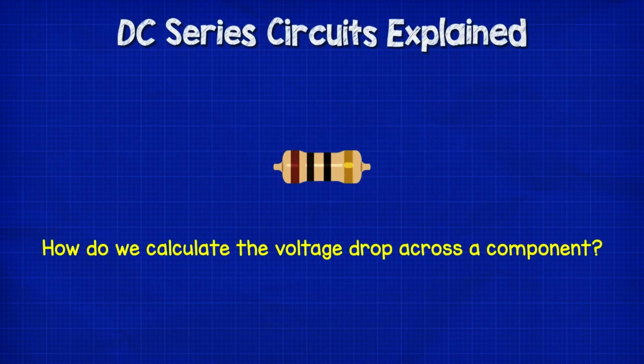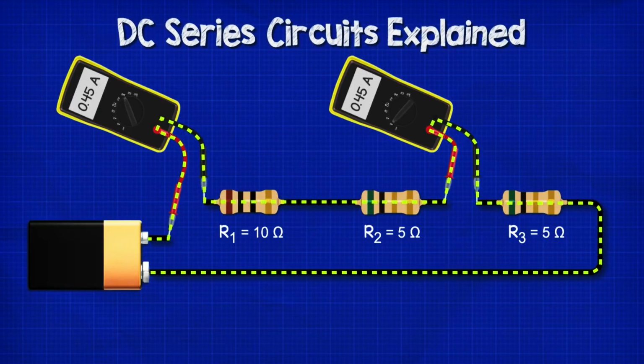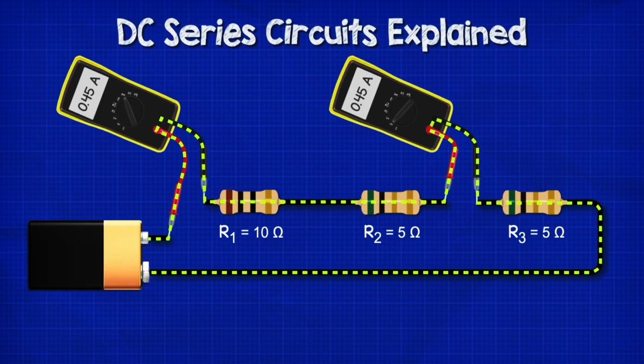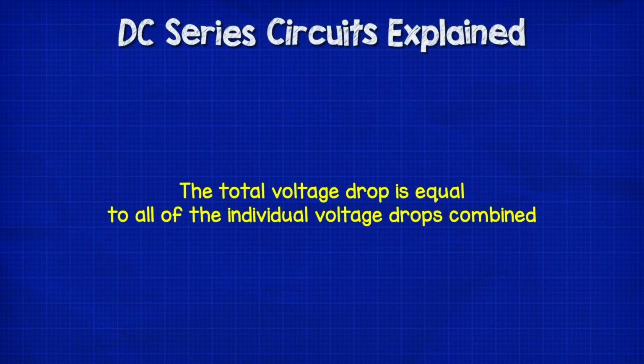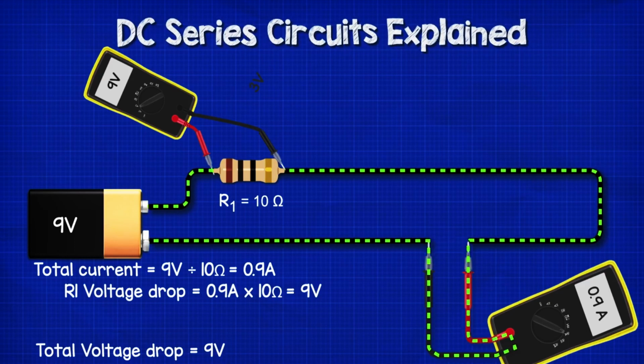We can calculate the voltage drop across each resistor individually by multiplying the total current in the circuit by the resistance of each component. Remember, in a series circuit, the current is the same anywhere in the circuit. The total voltage drop will be the total of all the individual voltage drops combined. The first circuit, there was a 10 ohm resistor by itself. The circuit had a current of 0.9 amps, so 0.9 amps multiplied by 10 ohms equals 9 volts. The voltage drop across the resistor is therefore 9 volts, and that's the same as the voltage source.